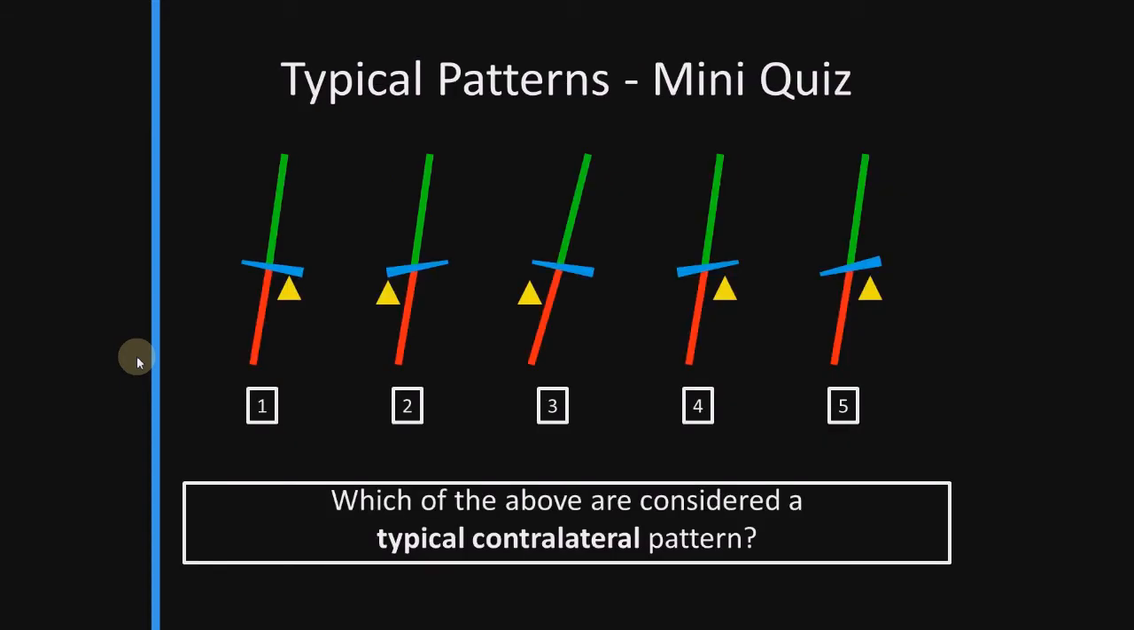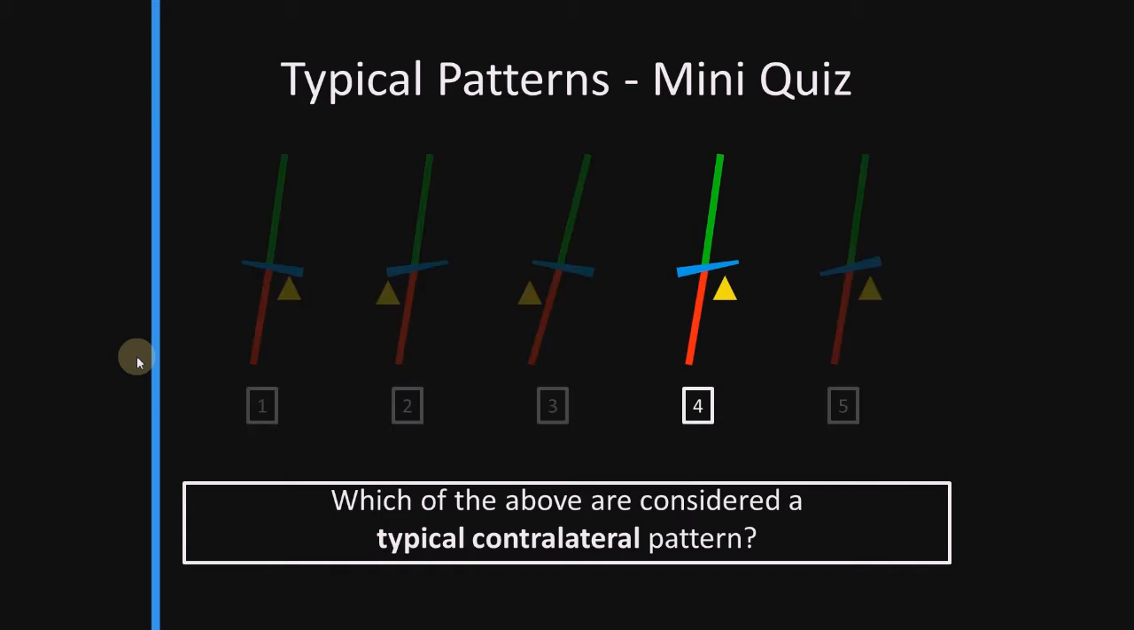So if you were to observe each of these 5 stick figure examples, which of them would be considered a typical contralateral pattern? So take a moment and pause the video till you decide which one is the typical pattern. The answer is number 4.